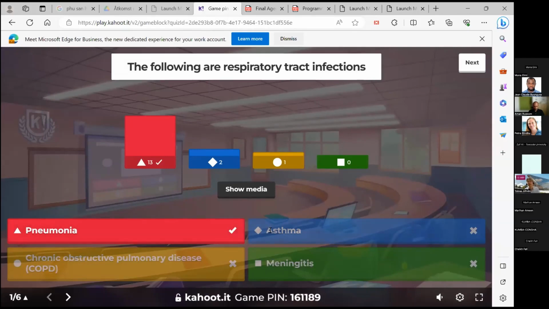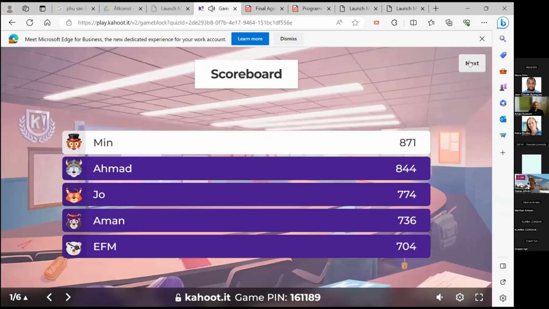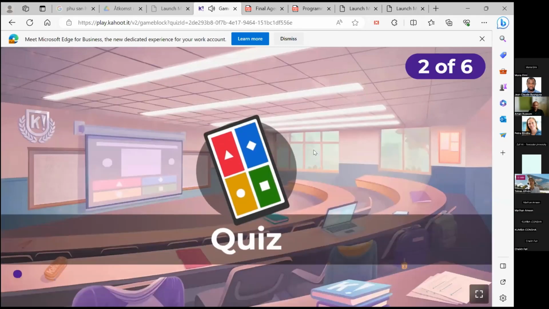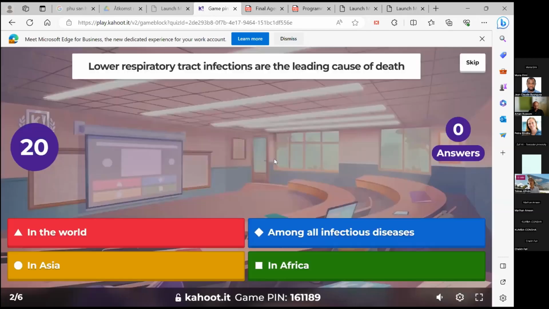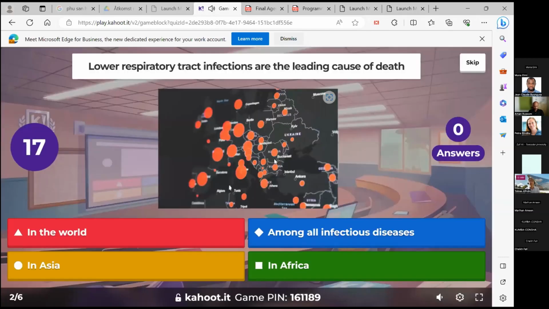Asthma, that's not an infection, but might be exacerbated by an infection. Chronic obstructive pulmonary disease is mostly from smoking, and also can be made worse by an infection. And meningitis, that's in the brain. We will continue. Good, you're quick and you're right. Second question out of 6. Lower respiratory tract infections are the leading cause of death in the world, in Asia, among all infectious diseases, or in Africa. And now it's very nice, we actually got the response already from Amman. So if you listen to him, you have the right answer.